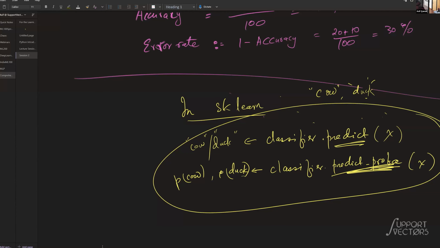...is a concept called receiver operator characteristic curve. And I'm going to explain the receiver operator characteristic curve now.